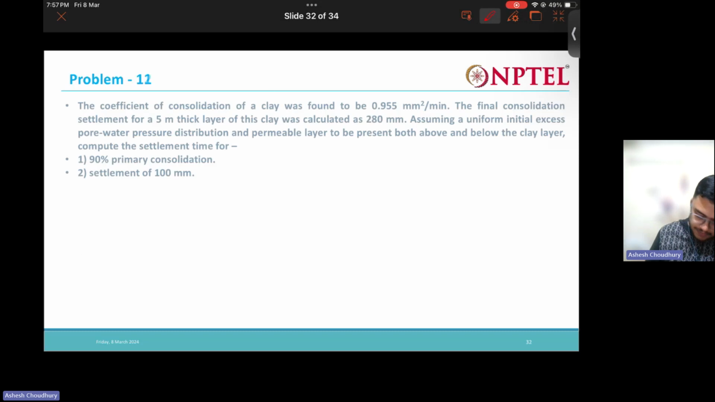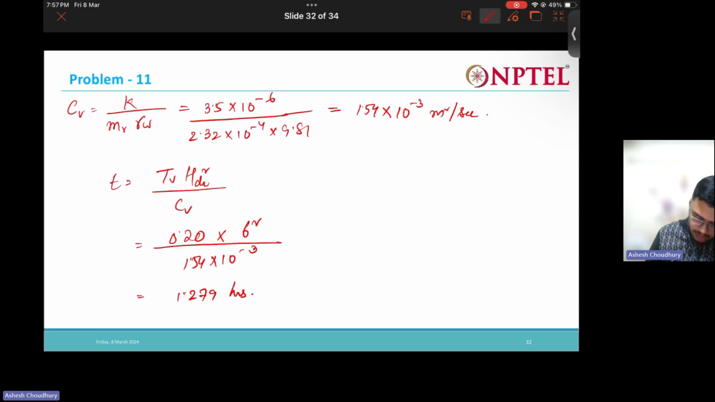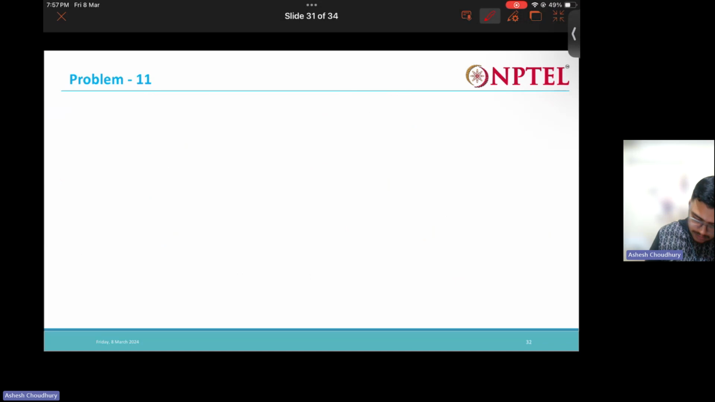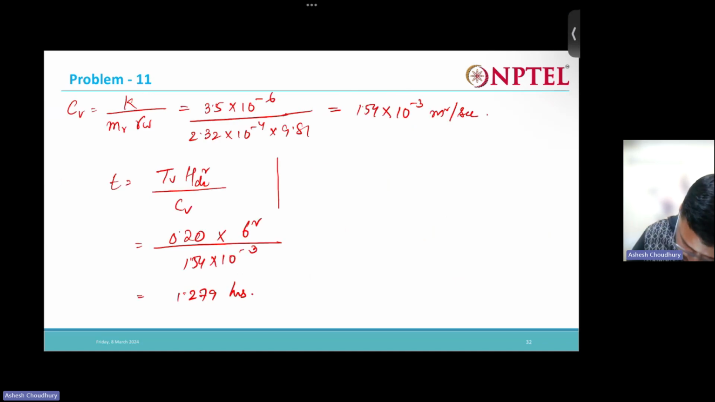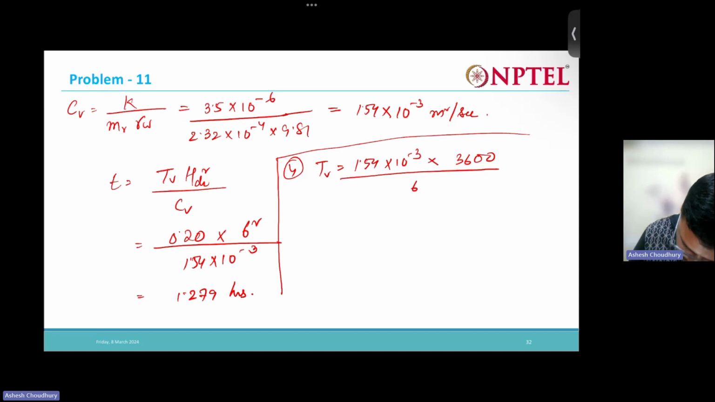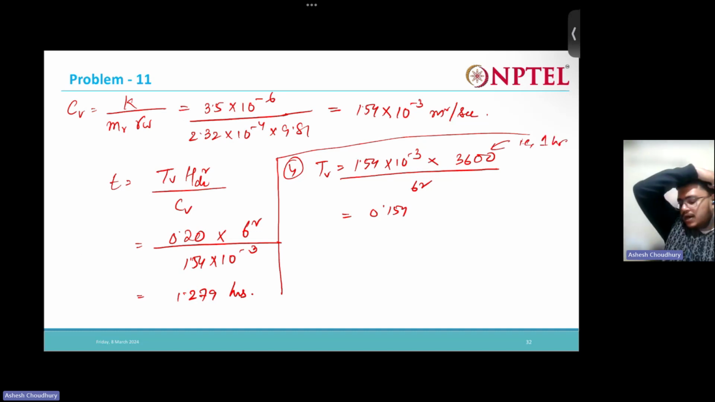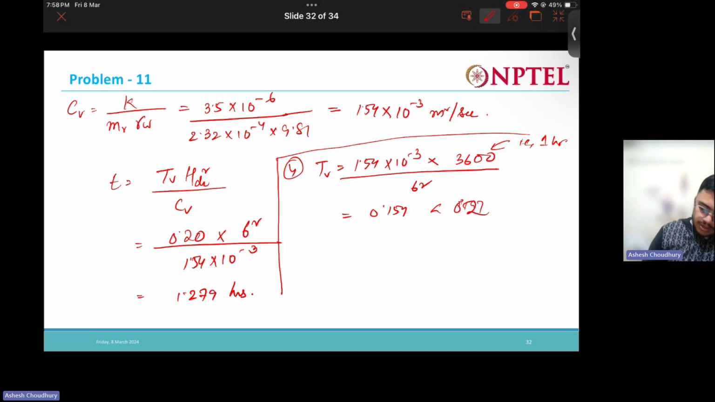Let us see. Okay, just to save space, I will do it here. So TV is CV into 1 hour, which in seconds is 3600 seconds, by 6 square. So TV comes out as 0.154 for 1 hour. So this is less than 0.197 or 0.2. We are asked to assume 0.2, right?